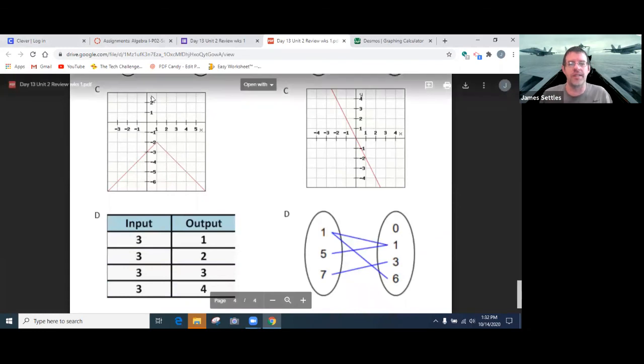Okay, so now we look at C. It's a graph, so we're doing the vertical line test. Touches once. Touches once. I don't see anywhere where I could draw a vertical line and it touched twice. C is a function. And then just to look at D, you can see that the x's all repeat, so that's definitely not a function.